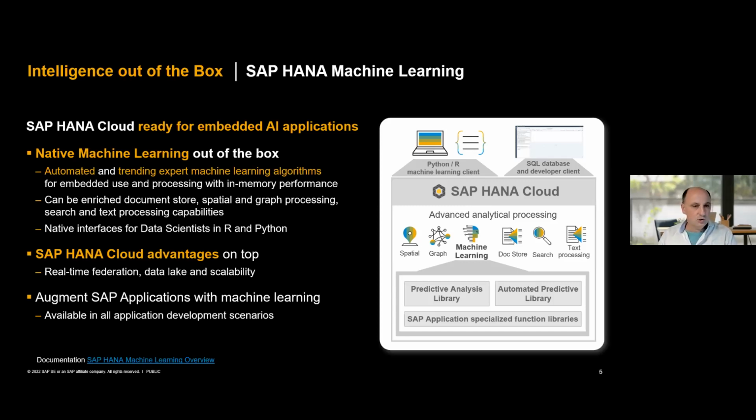Beyond the machine learning topic, the AI topic we are focusing on, certainly there's document store, spatial graph processing, search and text processing capabilities, which add to the multi-model enrichment of an application. Beyond the SQL interface, certainly therefore a database, there are also native interfaces for data scientists in R and Python, which we will overview. On top of that, as everything is running in HANA Cloud, you certainly get the cloud advantages, like the real-time federation capabilities in HANA Cloud, the embedded data lake, and also all the scalability and elasticity options of HANA Cloud. So if you augment your application with machine learning, then all the development scenarios certainly also support this in the Business Technology Platform as well.